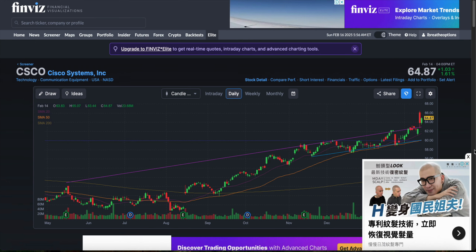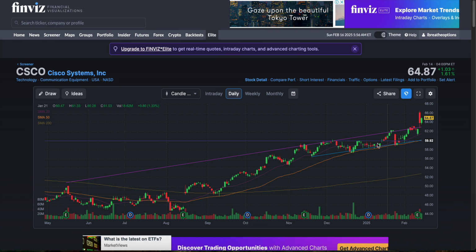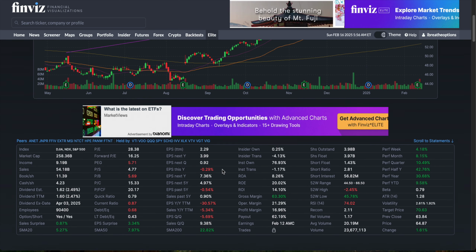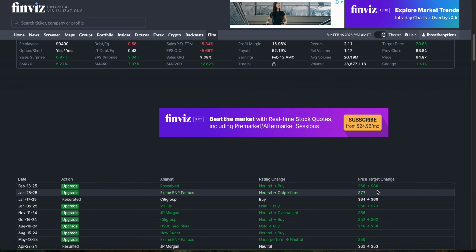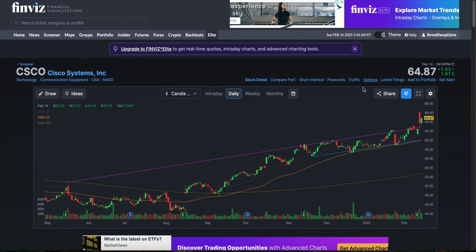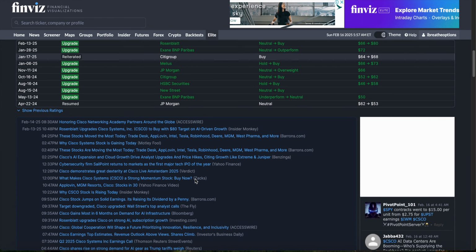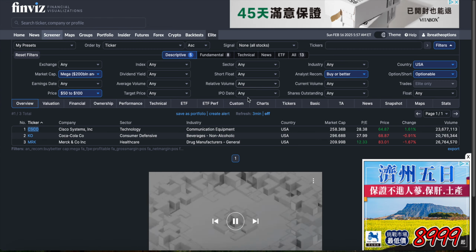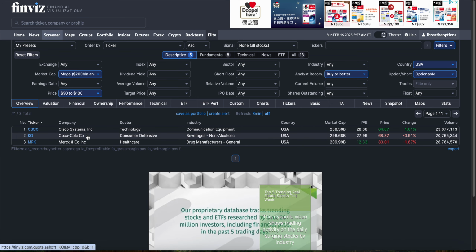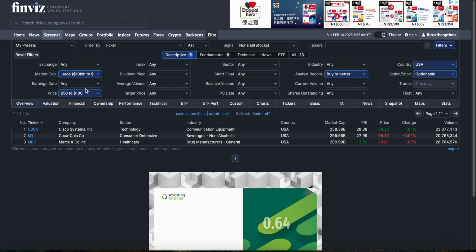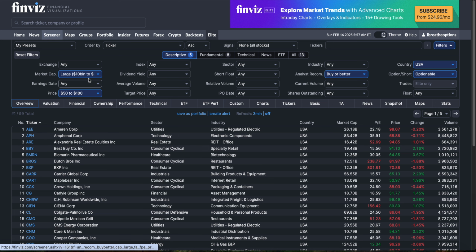Cisco Systems, it looks like an uptrend, so this is also worth looking at. Okay, and the target price is from 66 to $80, from neutral to buy, so there's still upside on this. So from the criteria for mega caps, I'll be looking at Coca-Cola and also Cisco. Now, if I change it to large, that's more companies being selected.